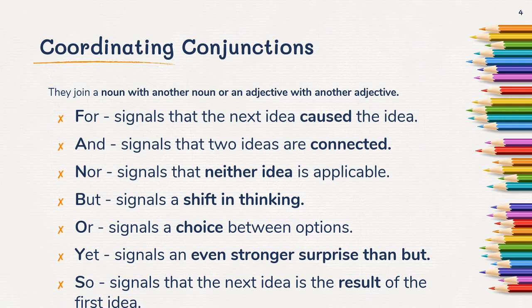Our next one is and. This signals that the two ideas are connected. We have nor, which signals that neither idea is applicable. The next one is but. It signals a shift in thinking. Then we have or. It signals a choice between options.